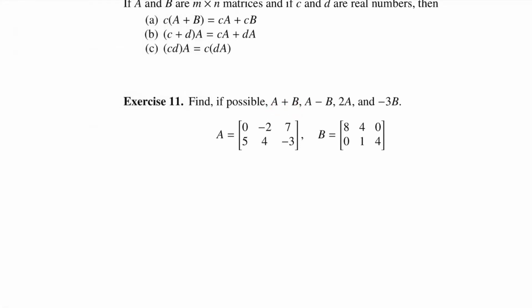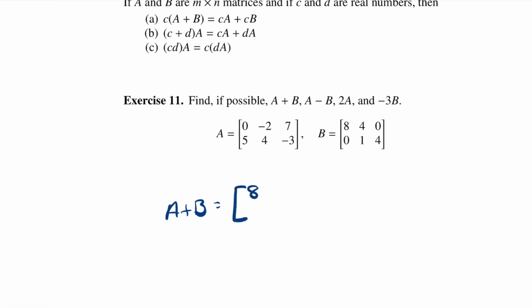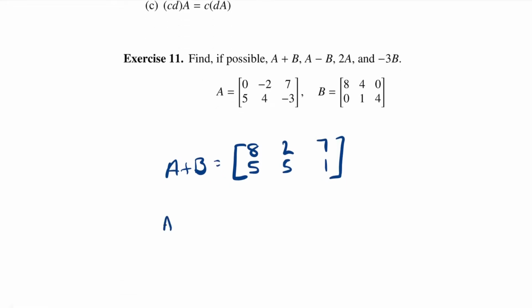If you add them, you're simply going to add each of the corresponding entries. So 0 plus 8 is 8. Negative 2 plus 4 is 2. 7 plus 0 is 7. And 5 plus 0 is 5. 4 plus 1 is 5. And negative 3 plus 4 is 1. The next one is a subtraction of two matrices, and we do the same thing.